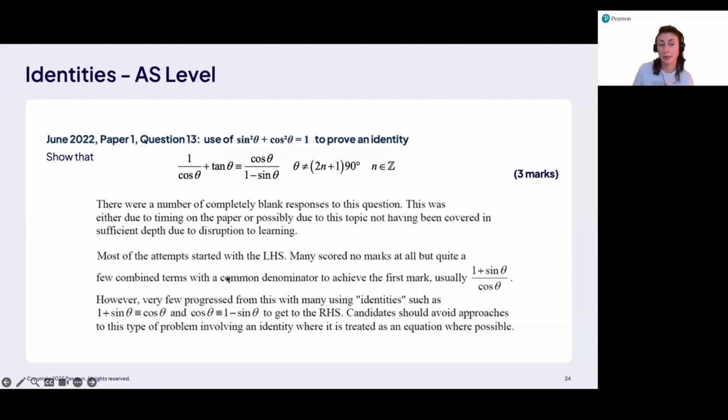Most of the attempts started with the left-hand side. Many scored no marks at all, but quite a few combined terms over the common denominator, as we discussed. However, very few progressed from this, with many using identities that aren't actually identities there. So this was a tricky question.